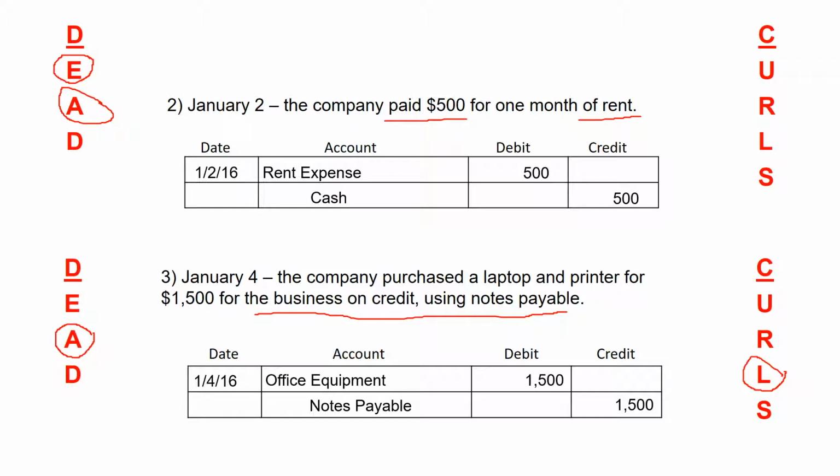Again, notice for each journal entry, the debit is listed first. Below the debit, you have the credit. The credit is indented. There's at least one debit and one credit, and the debits and credits equal.